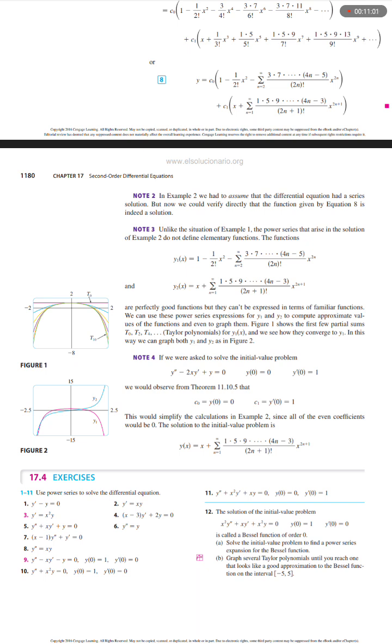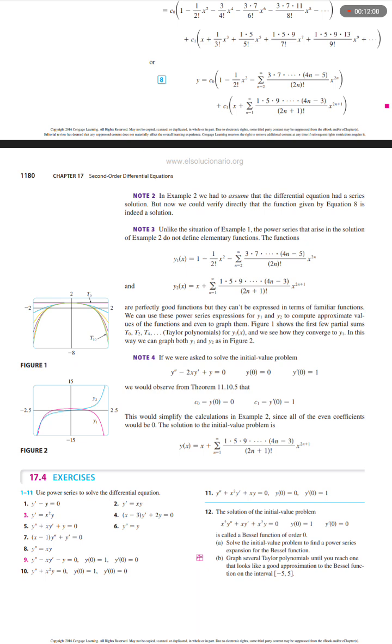The functions y_1 of x equals 1 minus 1 over 2 factorial x squared minus the sum from n equals 2 to infinity of 3 times 7 times ellipsis times (4n minus 5) over (2n) factorial x to the power 2n, and y_2 of x equals x plus the sum from n equals 1 to infinity of 1 times 5 times 9 times ellipsis times (4n minus 3) over (2n plus 1) factorial x to the power 2n plus 1 are perfectly good functions, but they can't be expressed in terms of familiar functions.